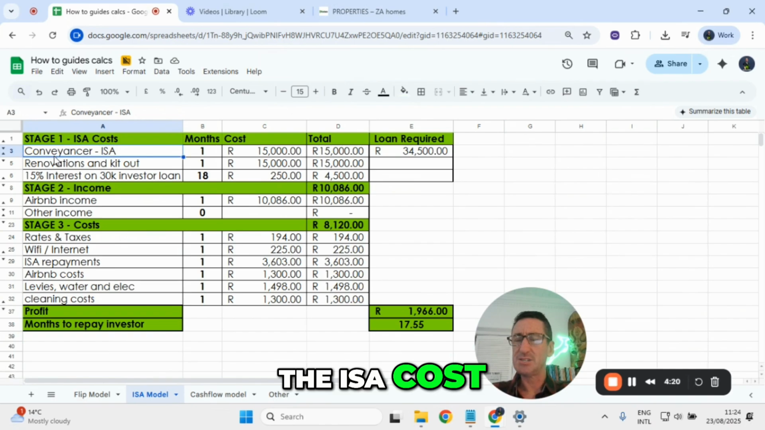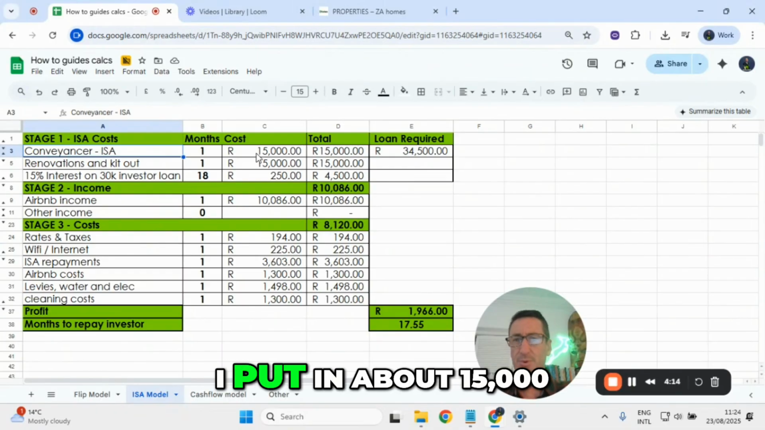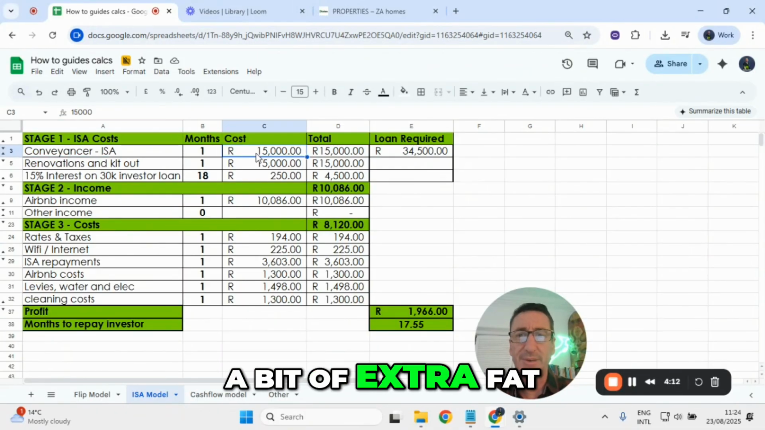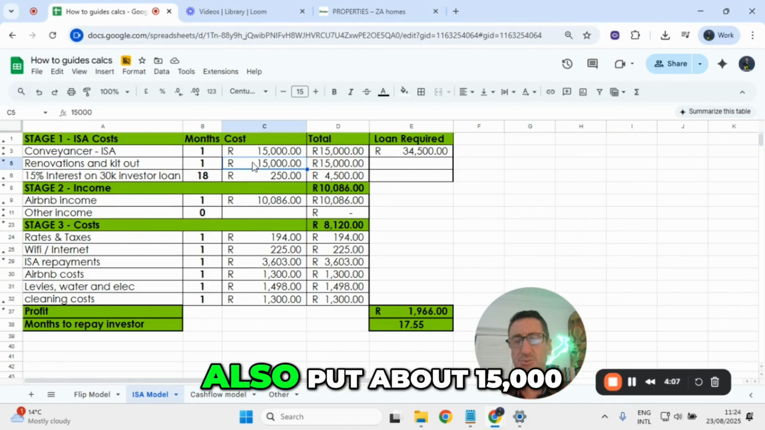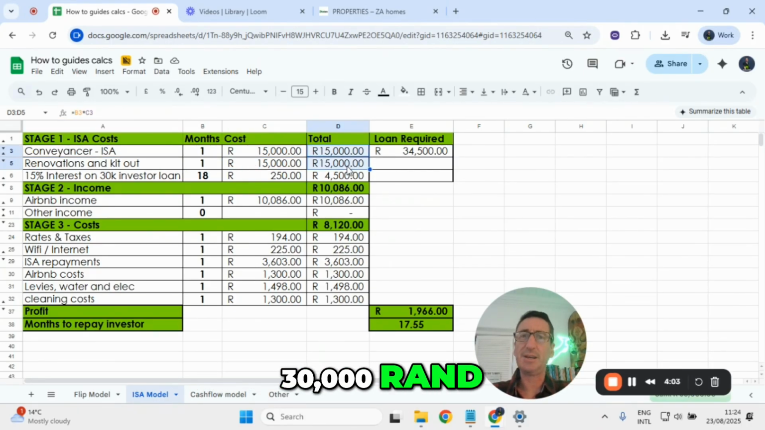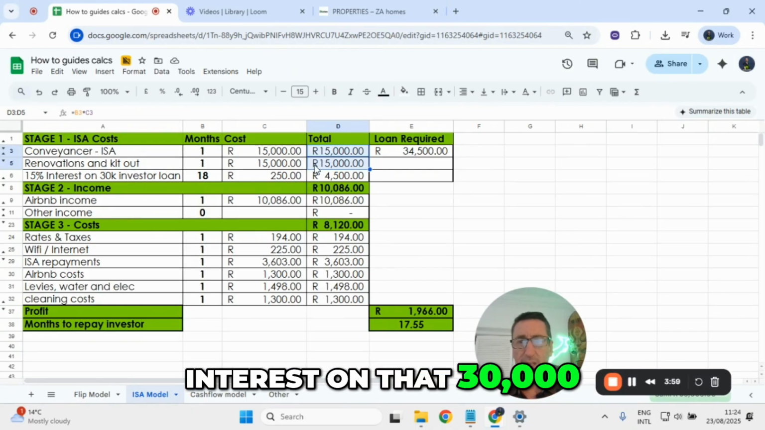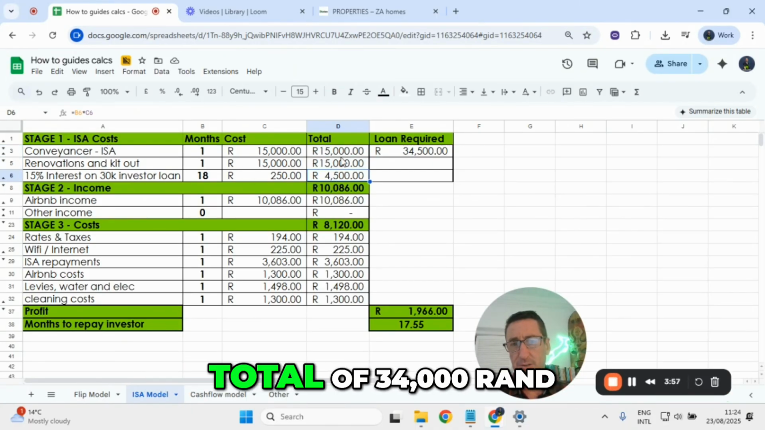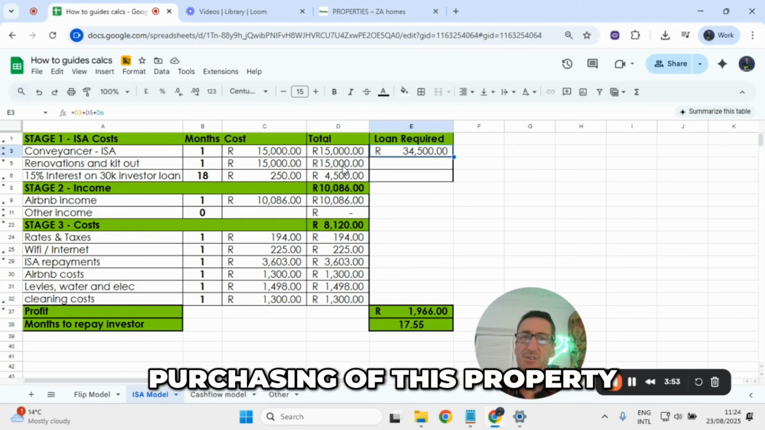The ISA cost, it's going to take a conveyancer to do this. In our case, it came up to about 12,900, I think it was. I put in about 15,000. I always like throwing in a bit of extra fat, and we were going to do a bit of renovations and kit out the place. I also put about 15,000 Rand in on that. So I needed about 30,000 Rand. Add into that a 15% interest on that 30,000 Rand loan, and I needed a total of 34,000 Rand for the actual purchasing of this property.